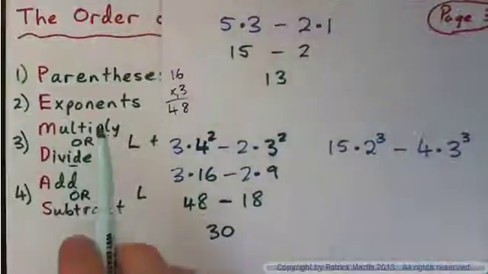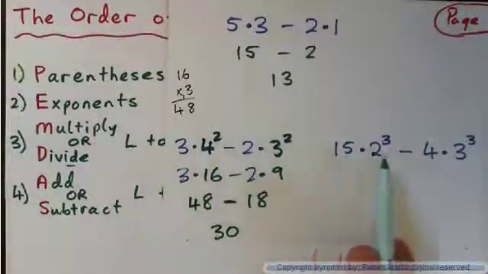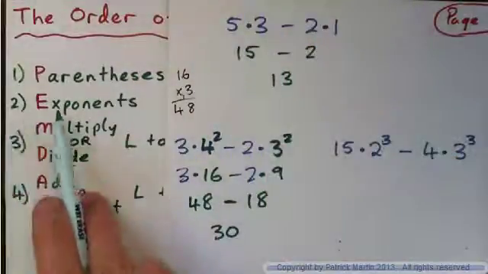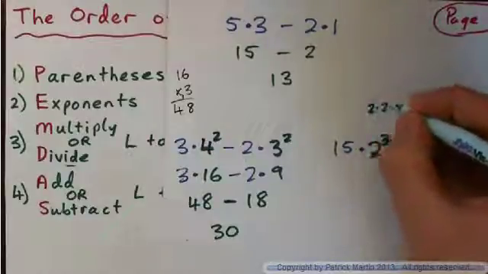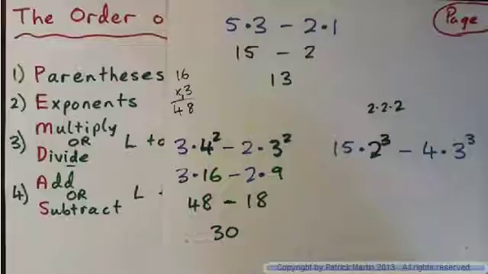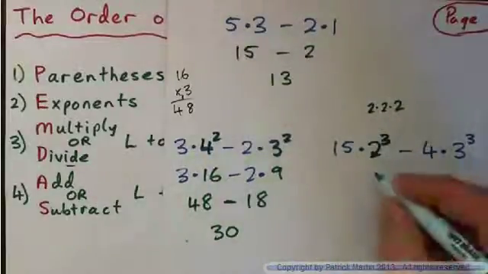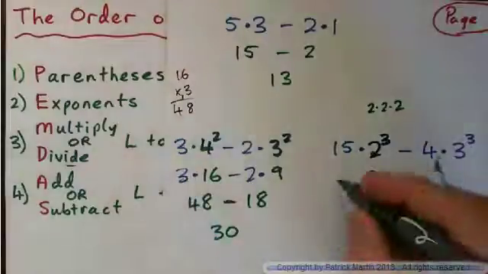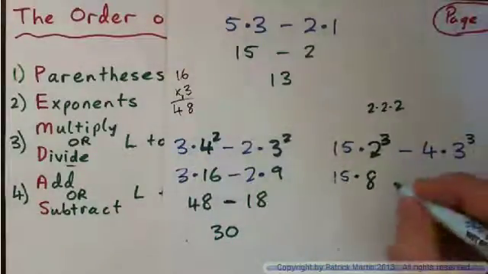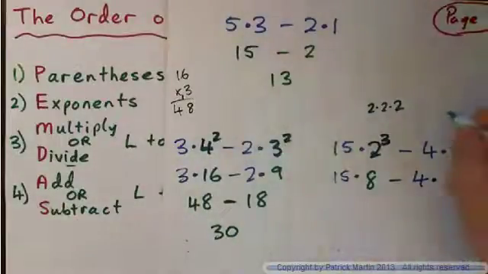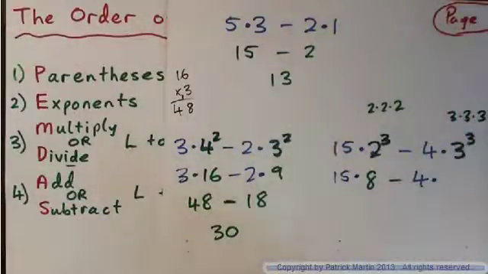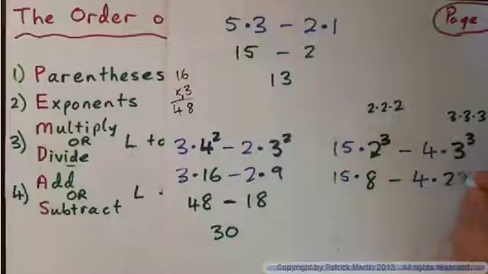So we first of all come along, we go from left to right and do all the parentheses. There are none, so that's fine. Now we come along and do all the exponents from left to right. So the first exponent we do is 2 cubed. Now 2 cubed is 2 times 2 times 2. What does that make? 2 times 2 is 4, 4 times 2 is 8, right? So we have 15 times 8. And then we have another exponent. We have 3 cubed. So we're going from left to right doing all the exponents. Now 3 cubed, of course, is 3 times 3 times 3. What does that make? 9 times 3 is 27, right?